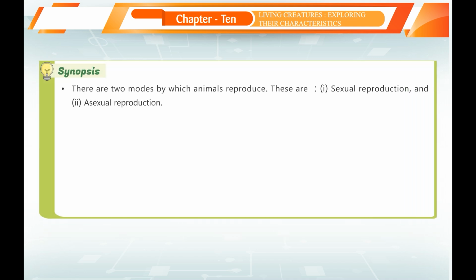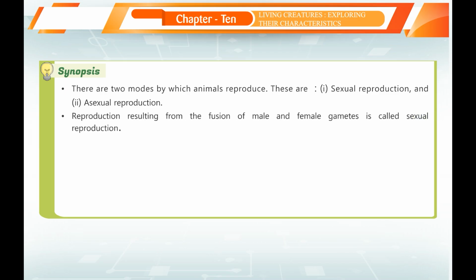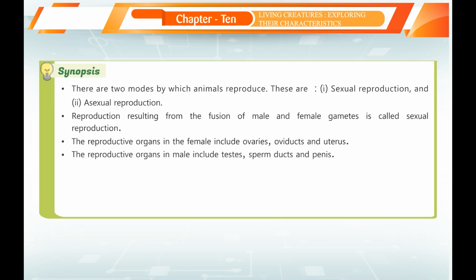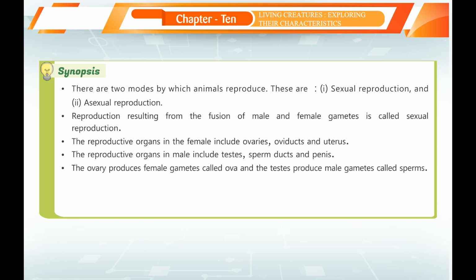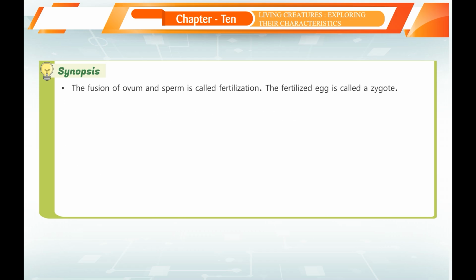Synopsis: there are two modes by which animals reproduce. These are asexual reproduction and sexual reproduction. Reproduction resulting from the fusion of male and female gametes is called sexual reproduction. The reproductive organs in the female include ovaries, oviducts, and uterus. The reproductive organs in male include testes, sperm ducts, and penis. The ovary produces female gametes called ova, and the testes produce male gametes called sperms. The fusion of ovum and sperm is called fertilization.